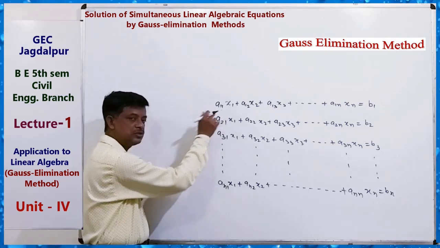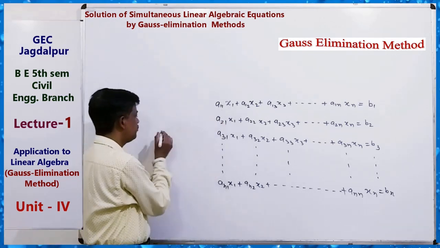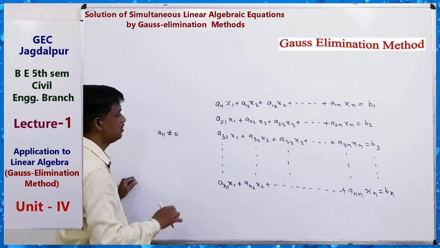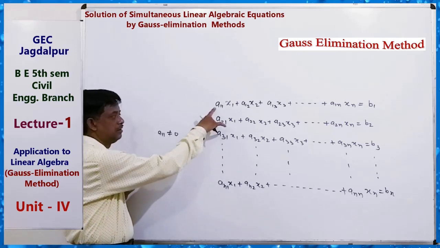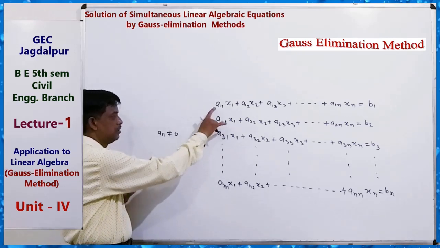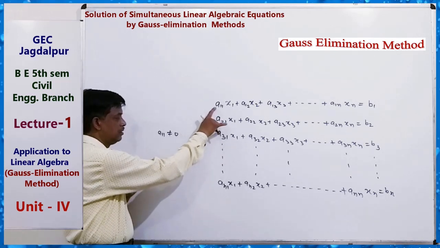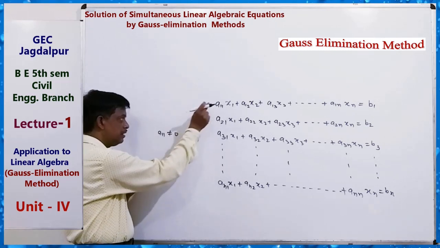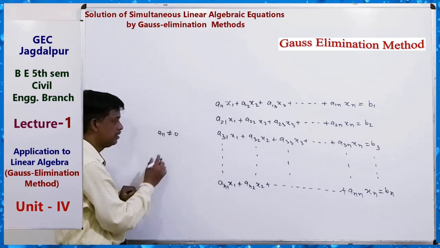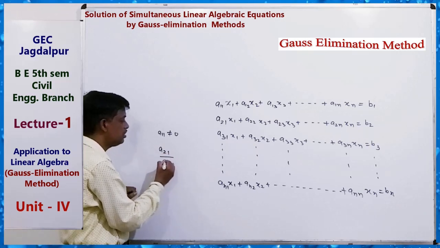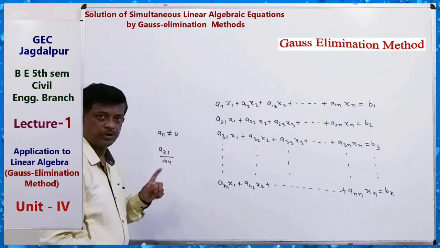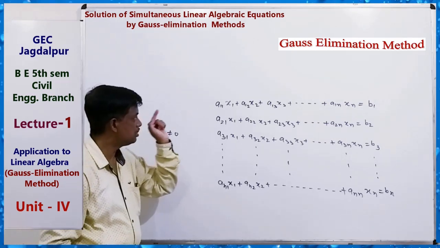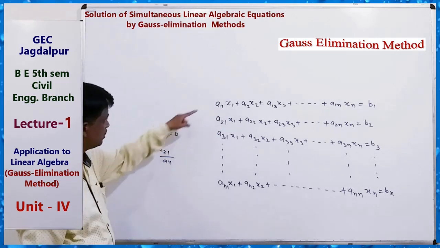If a11 is not equal to 0, then we multiply the first equation by a21 upon a11. Then what will be there?